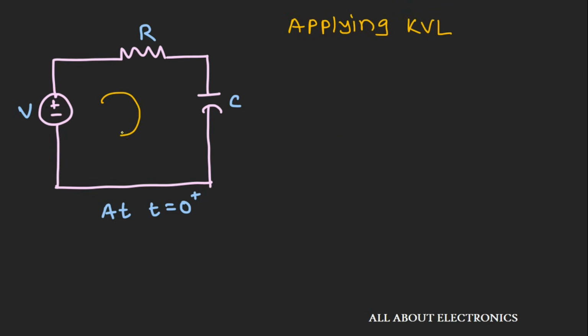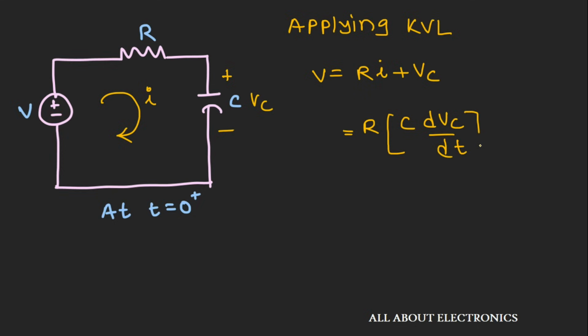For that, let's apply Kirchhoff's voltage law inside this circuit. Applying KVL, we can write V is equal to Ri plus Vc, where Vc is the voltage across this capacitor. Now the same current I is also flowing through this capacitor, so the capacitor current can be given as C into dVc by dt. So we get V is equal to RC dVc by dt plus Vc.